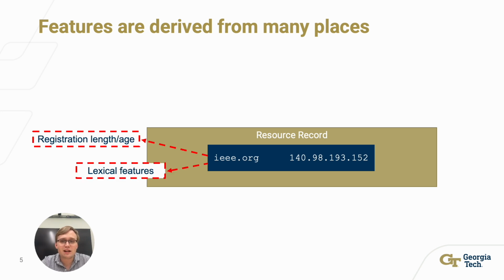Some features can be extracted directly from the domain name. For example, lexical features like the entropy or the length of the domain don't require any additional sources. Other features do require additional sources. For example, we use whois data to grab the registration length and age of the domain. Generally, a longer registration length and age is associated with benignness.